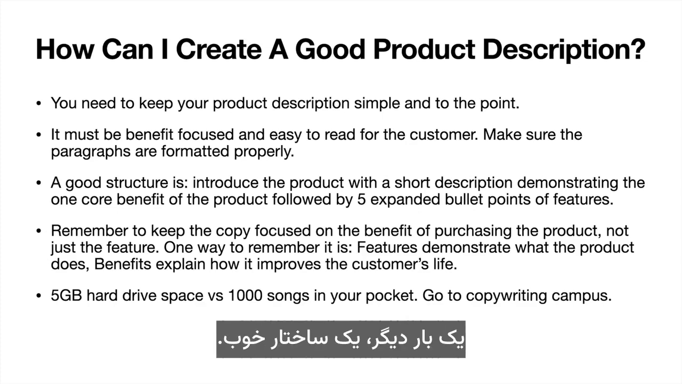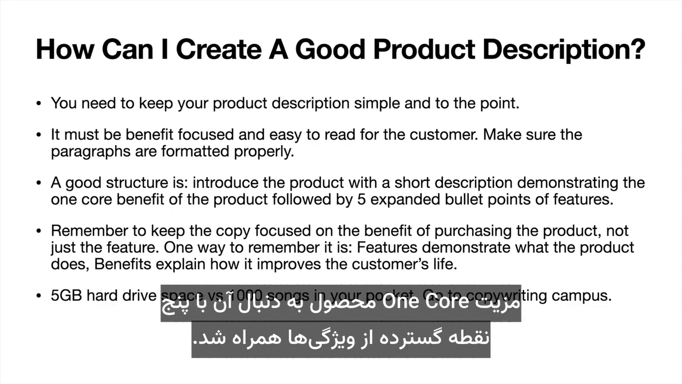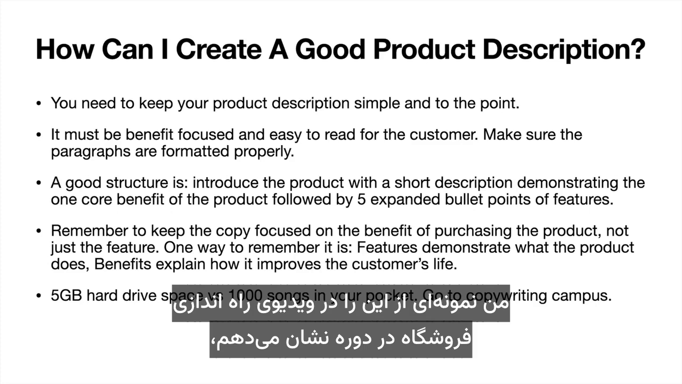Once again, a good structure is introducing the product with a short description, demonstrating the one core benefit of the product. Follow that up with 5 expanded bullet points of features. So that's a good way of doing it. I show an example of this in the store setup video in the course.